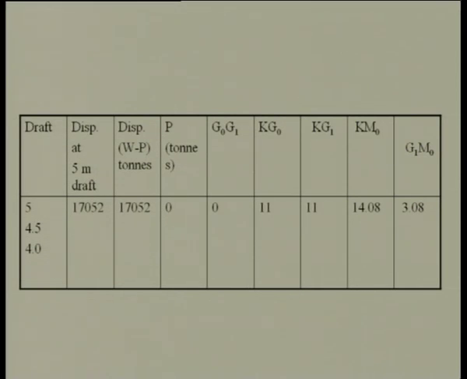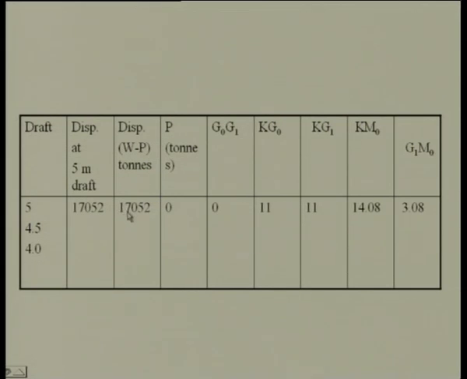So it's at a draft of 5 meter, then displacement is given as 17,052 tons. Now, some... oh, that is a good point, I did not think of it. Yeah, okay. So 17,052 tons.